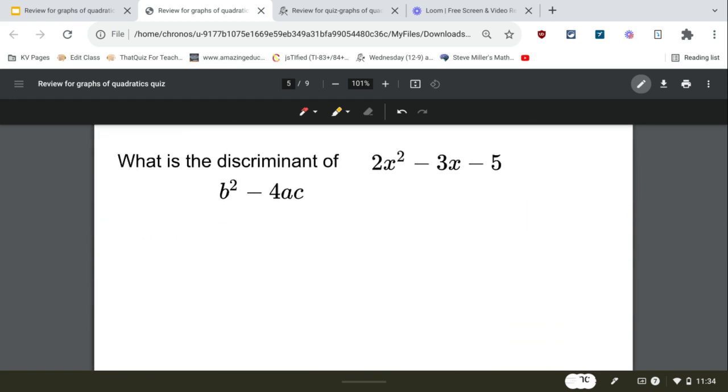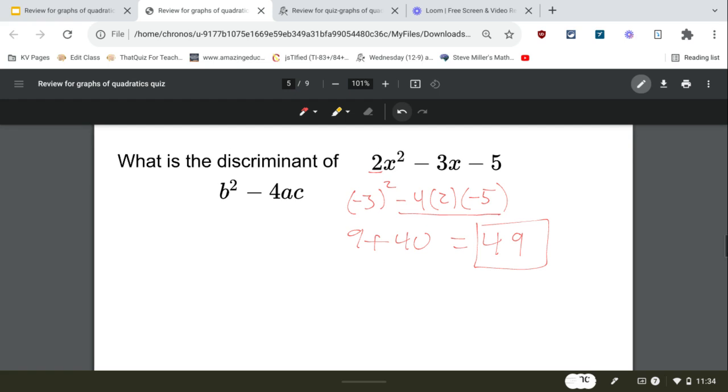All right, what is the discriminant? This is your little formula for the discriminant. We're going to do b squared, which is negative 3 squared, minus 4 times a, which is 2, and c is negative 5. Negative 3 squared is 9. These three numbers are going to end up making a plus sign because of the double negatives. 4 times 2 is 8. 8 times 5 is 40. There we go. Our discriminant is positive 49.